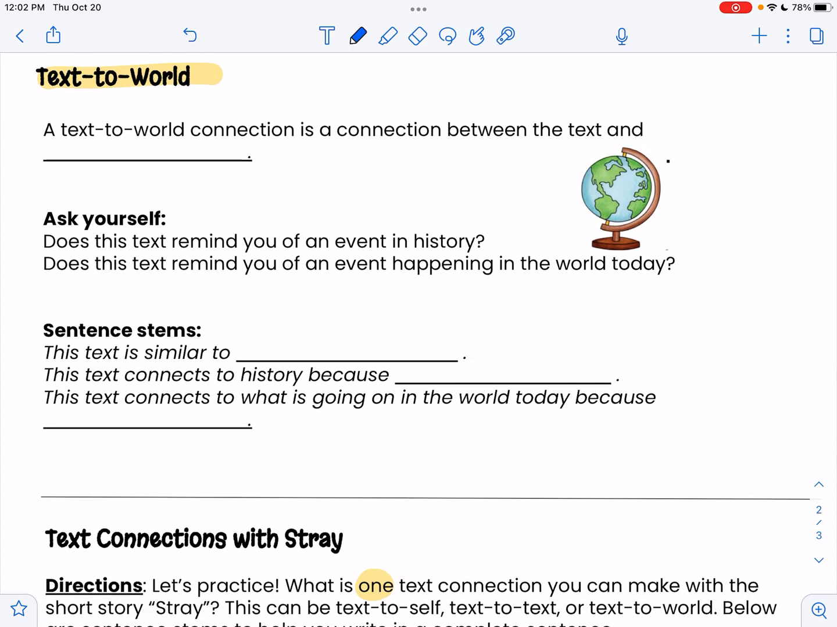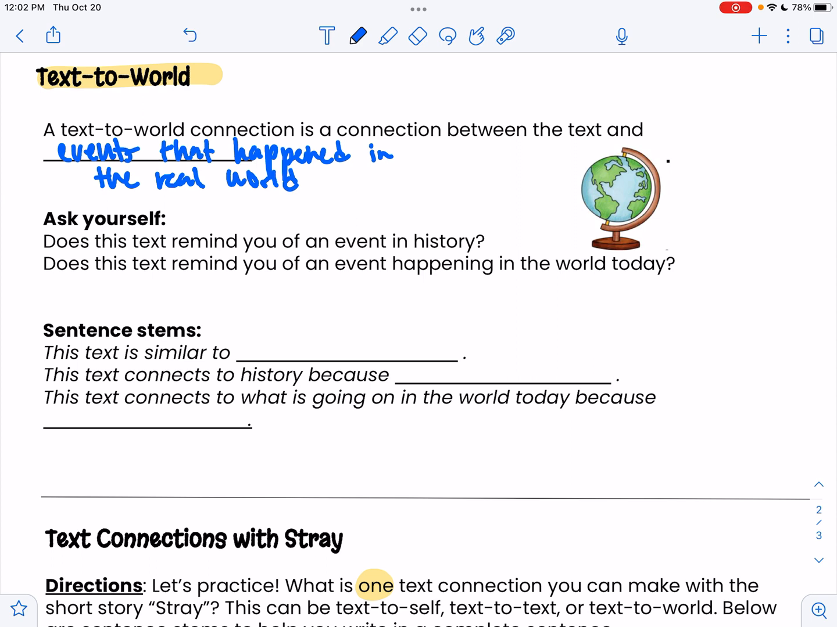The last type of connection is a text-to-world connection. A text-to-world connection is a connection between the text and events that happened in the real world. So events that happen in the real world.